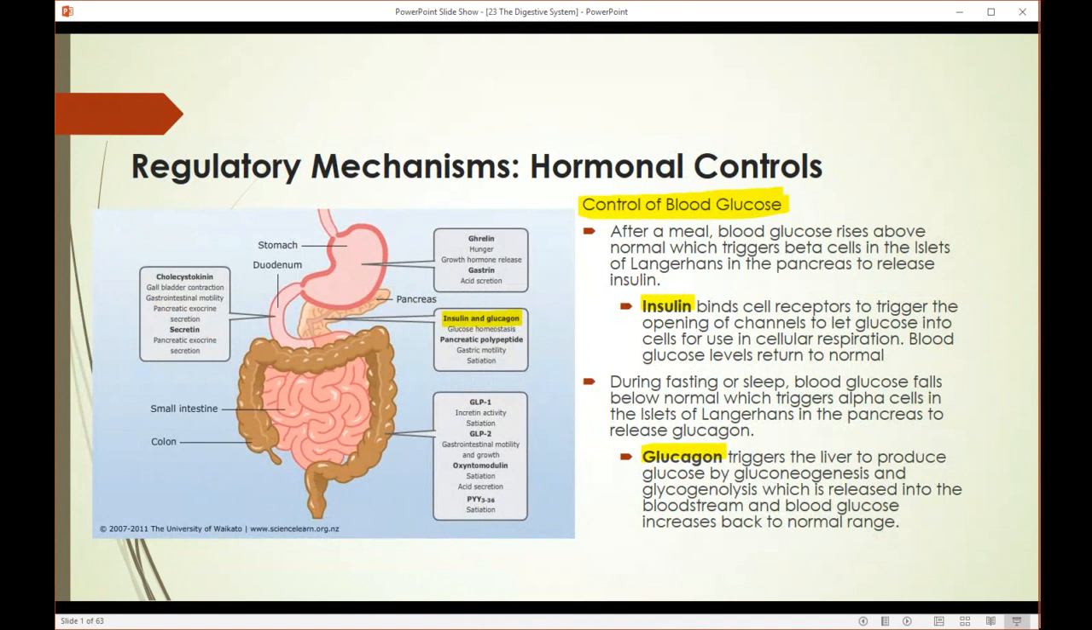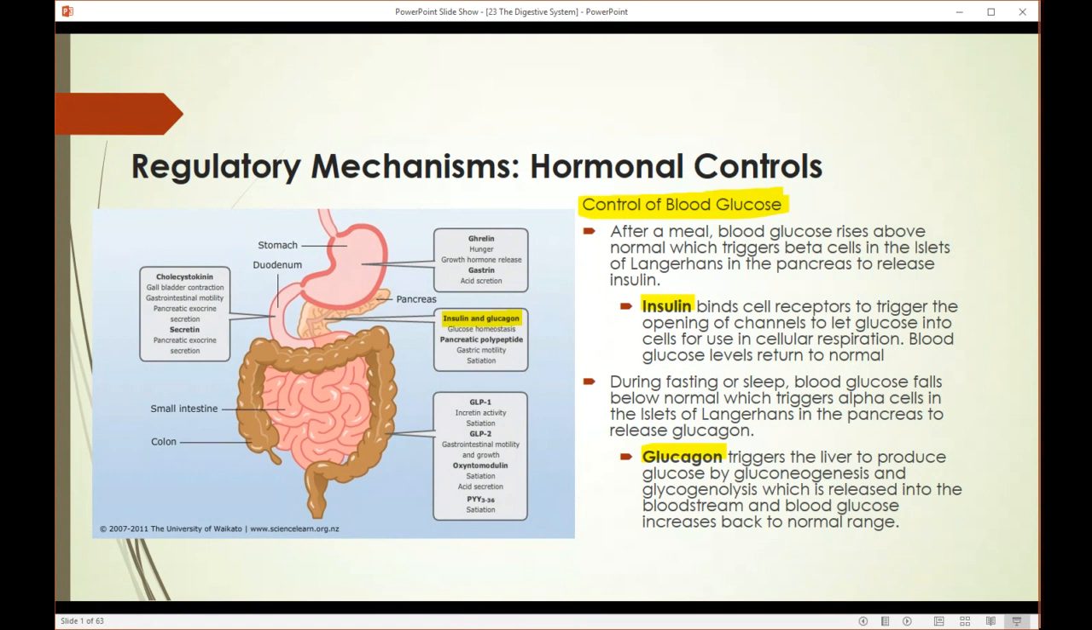After we eat, our blood glucose is going to rise above normal, and that's going to trigger those beta cells. Those beta cells are found in the islets of Langerhans in the pancreas, and they're going to release insulin. So after we've eaten, our blood sugar goes up, and our body releases insulin. The insulin is going to bind to our cellular receptors, and that triggers the opening of our glucose channels, so that those cells can pull in the glucose and use it for cellular respiration. When that happens, our blood glucose levels return back to normal.